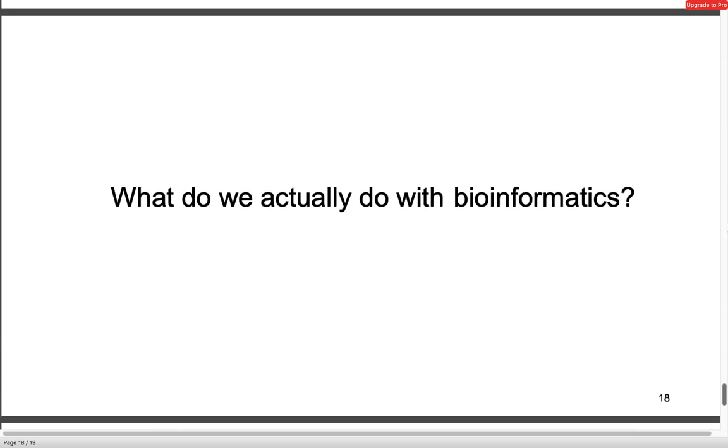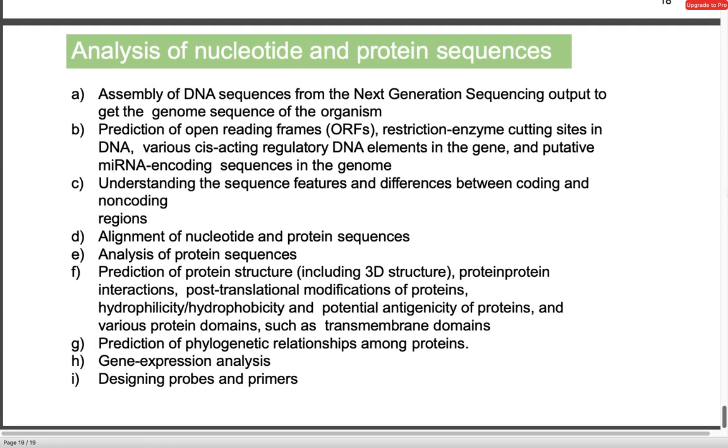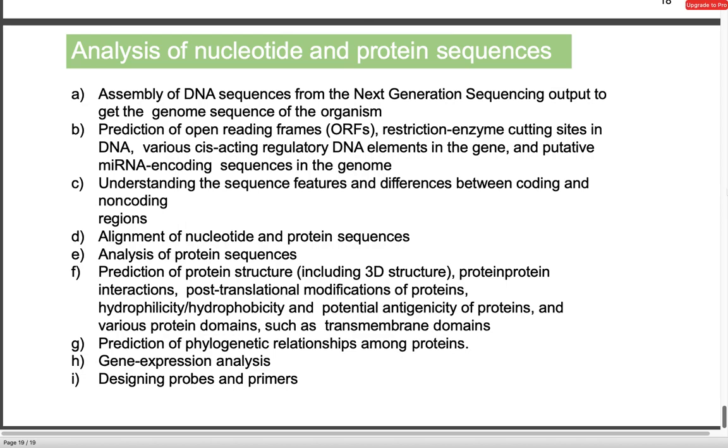So as a conclusion, what can we actually do with bioinformatics? These are all the things that you can do with bioinformatics. You can assemble the sequence from the NGS. The NGS is the sequencer that you saw just now in the whole human genome sequencing project. You see the big setup where they use a fluorescent signal to detect the ATCG, right? So those are sequencers, or we call it NGS, next generation sequencing.